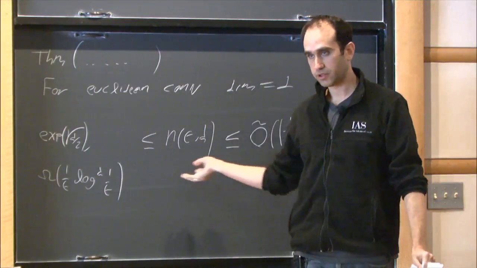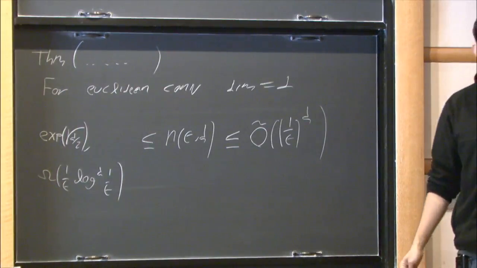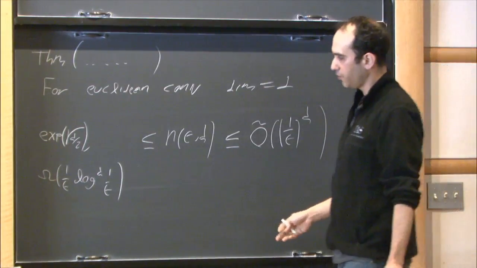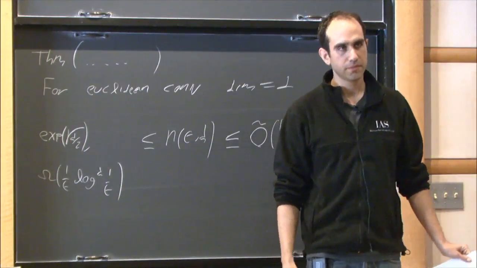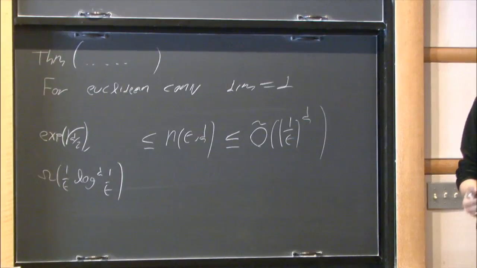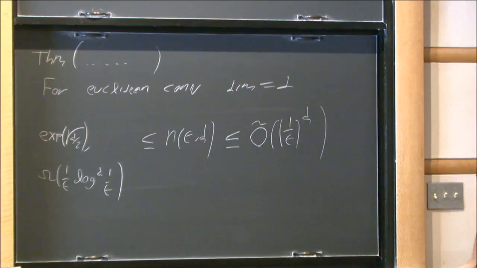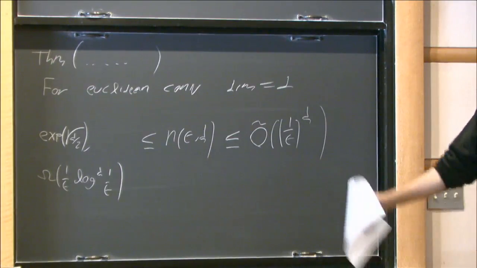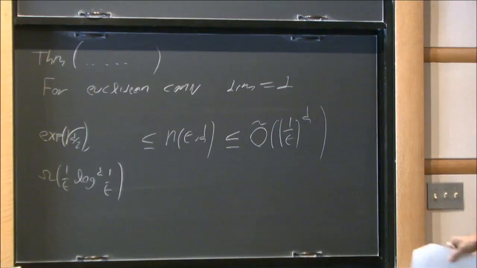So this is pathetic. Yeah, there's still a very large gap here. I think Noga, at least, believes that this is tighter. But even in D equals 2, maybe they know the right answer. Otherwise, you wouldn't think so.